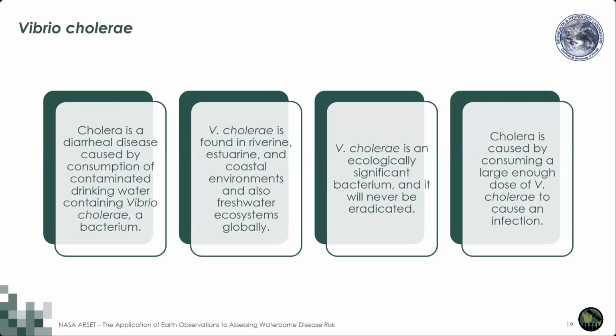It is also an ecologically significant bacterium, as all Vibrio species are, meaning that it cannot be eradicated from the environment. Therefore, infections of cholera will continue if treatment solutions are not provided and sanitation infrastructure is not robust. Cholera is generally caused by consuming a large enough dose of Vibrio cholerae to cause an infection. This is important because Vibrio cholerae is generally ubiquitous in the environment, and there are certain environmental conditions that cause it to be more abundant than at other times, which makes it an interesting pathogen to study for this reason.